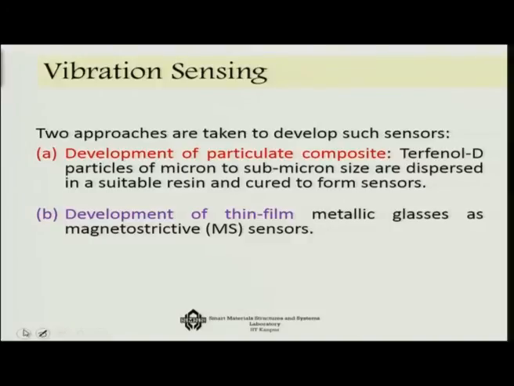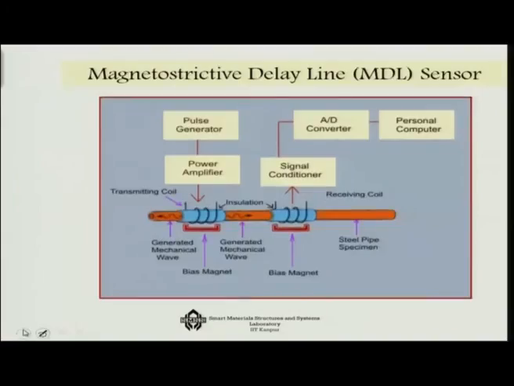In terms of vibration sensing, there are two approaches. One is to develop a particulate composite, like Terfenol-D particles that are milled to micron to submicron size and dispersed in a suitable resin and cured to form sensors. The other one is the development of thin film metallic glasses as magnetostrictive sensors. So these are the two different approaches for developing such sensors.